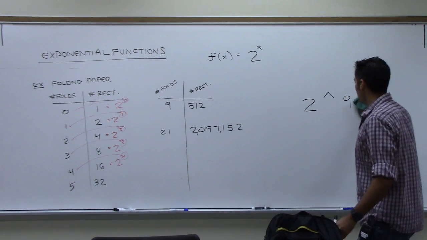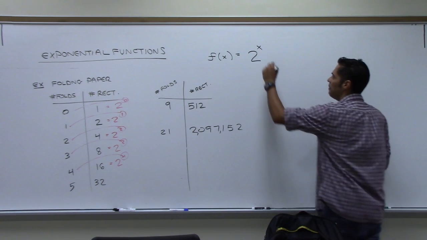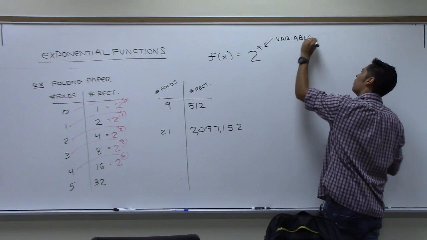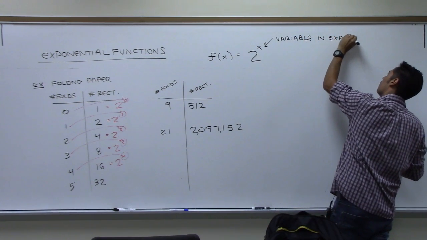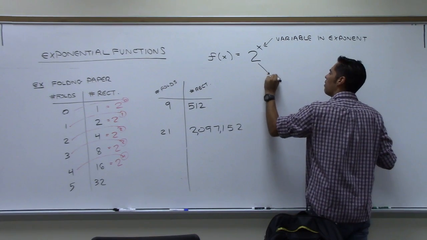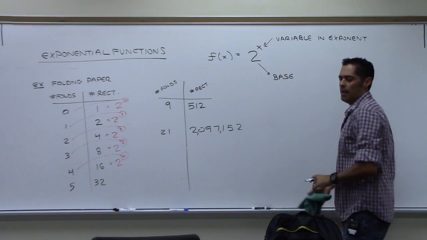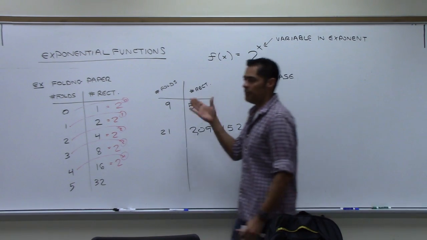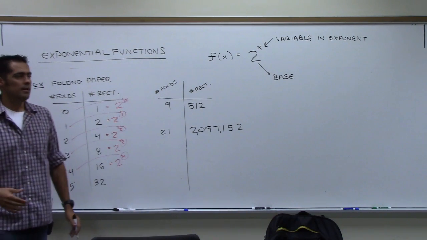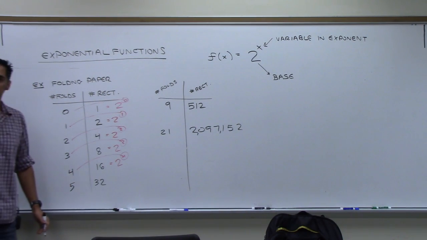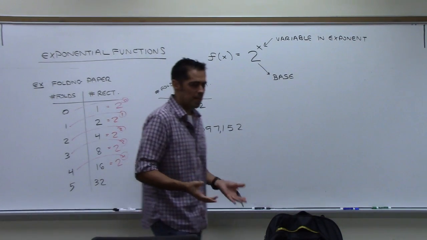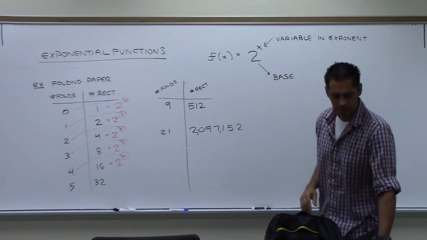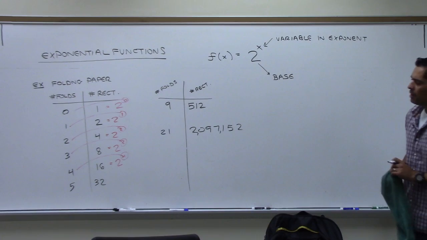Okay, so the idea here is that the variable is in the exponent. And this number down here we call the base. And the base does not have to be 2. For the specific example of folding a paper, the base is 2. But a general exponential function can have various bases, but they have to be a fixed number. And I'll tell you exactly what it has to be. But I wanted to point something out because some of you may notice this, some of you may not.